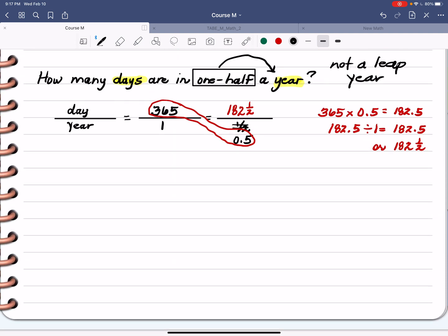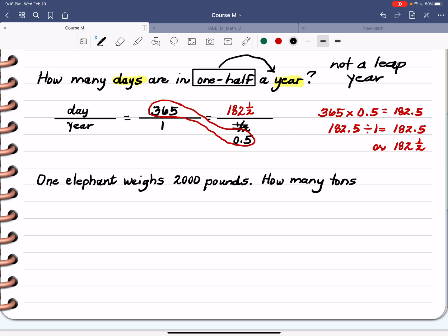And let me give you a word problem this time, an application problem. One elephant weighs 2,000 pounds. How many tons do 6 elephants weigh?